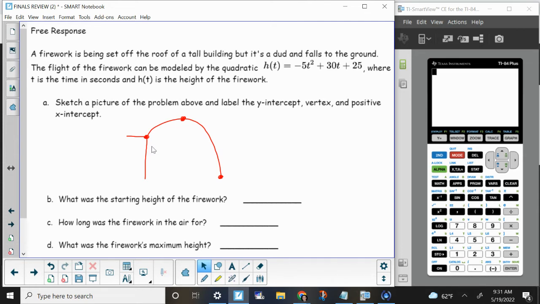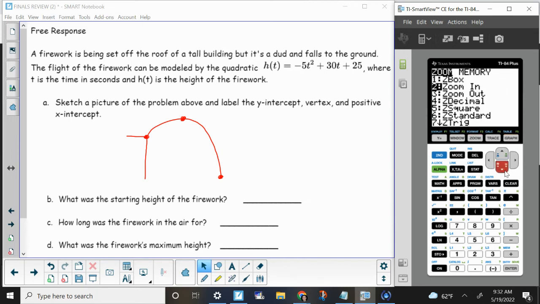It's not going to be perfect. I have labeled over here my y-intercept, I have my vertex, and I have my positive x-intercept. And I know if I need to rewind this video, I can know what each one of these stands for. All right, so now I'm going to go ahead and I'm going to graph this. Now I'm going to do negative 5. I'm going to replace my t's with x's. Negative 5x squared plus 30x plus 25. And I'm going to go ahead and I'm going to graph it. Now that does not fit. So what I'm going to do is I'm going to zoom out.